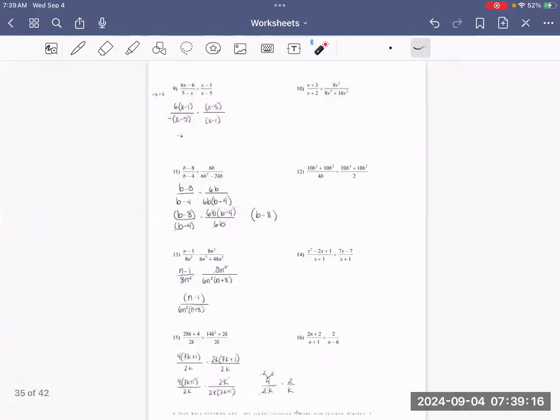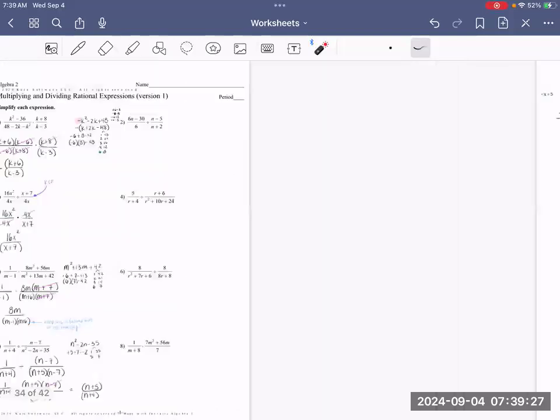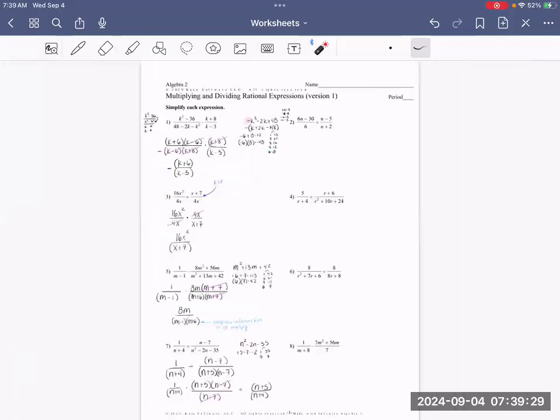Hopefully I'm not missing anything else. Let me compare now. I'm a little nervous. That one looks good. All right, the remaining look good. All right, so hopefully that gives you an advantage with your multiplying and dividing rational expressions.